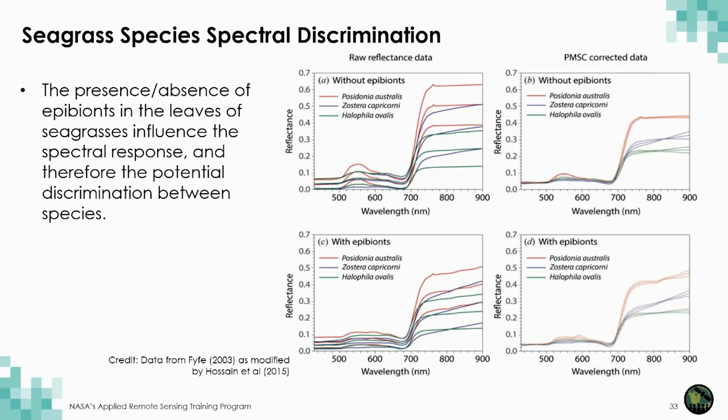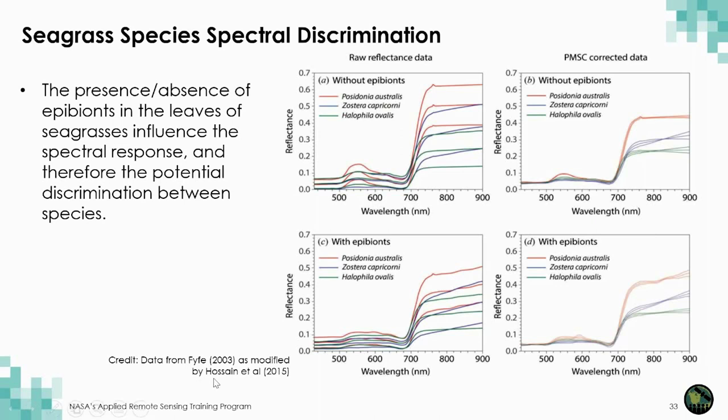Now, seagrass leaves are often colonized, as I mentioned, by epiphytes or epibionts. The co-occurrence of these in the seagrass meadows results in spectral bias because they produce varying degrees of chlorophyll-like absorption spectra, caused mainly by absorption of blue and red light.